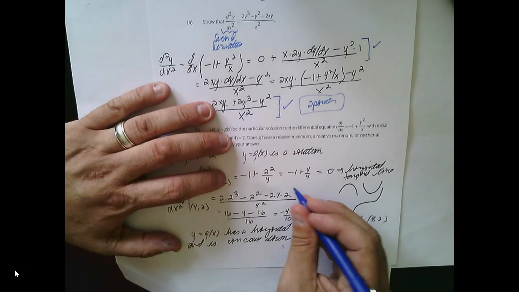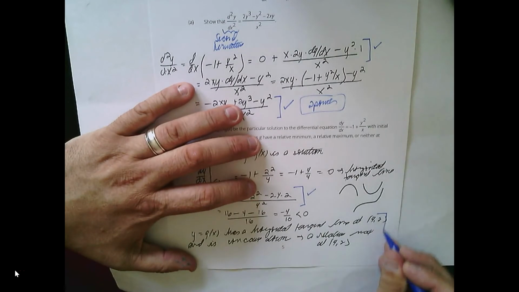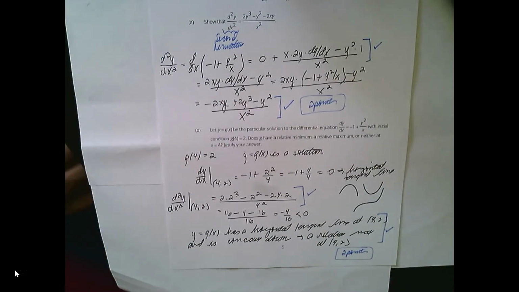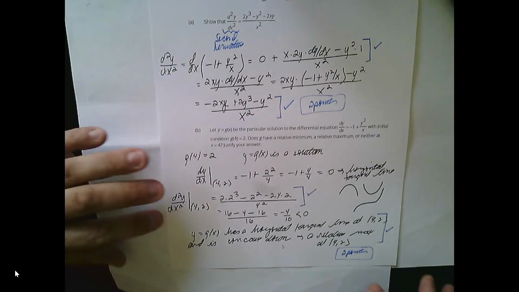College Board awarded 1 point for considering the value of the derivative at that point, and the second point for the answer with justification. So that was 2 points right there. Not too bad. Let's keep going.